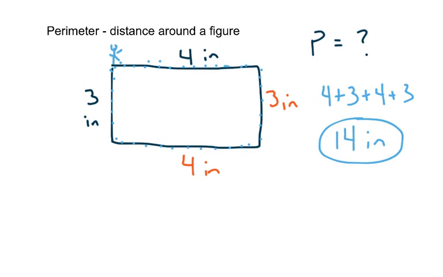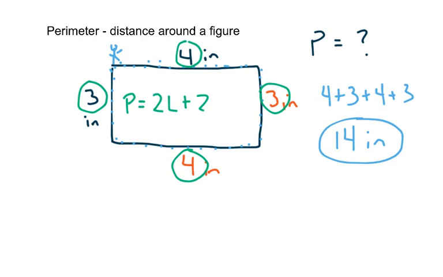From there, I think we can develop a formula. I'm going to use the length twice, and I'm going to use the width twice. So the perimeter of a rectangle is 2 times the length plus 2 times the width. That will be the formula we'll use to find the perimeter of a rectangle.